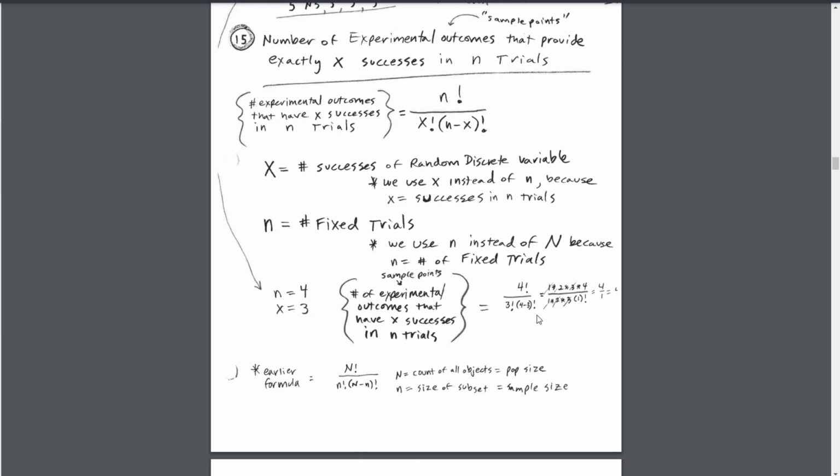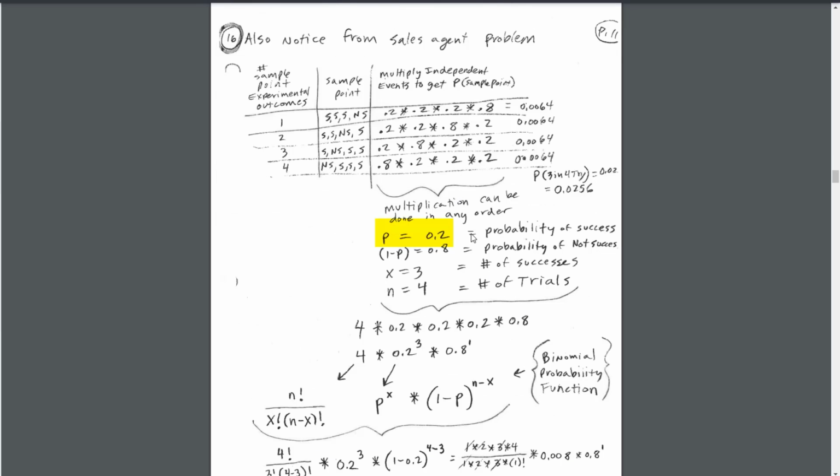So if we scroll down, here's putting it all together. We have probability of success, probability of not success, x and n. Well, that would be 4 times those probabilities. The 4 is going to come from our combination formula. The probability of success raised to the 3, that's always going to be p raised to the x value. And the 0.8 raised to the 1, that's always going to be 1 minus p raised to the number of trials minus the x. So that's the binomial probability function.